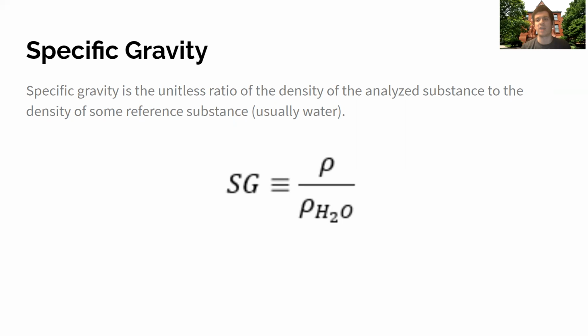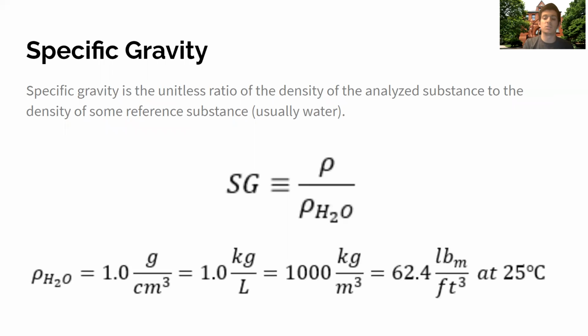So what values do we have for the density of water? Well, for this reference substance, we're assuming it's water at standard temperature and pressure. So at standard temperature, which is going to be 25 degrees Celsius, we're going to have the following different values, different units for the density of water. We have 1.0 grams per centimeter cubed, 1.0 kilogram per liter, 1,000 kilograms per meter cube, and 62.4 pound mass per foot cube. Now, how do we know which one of these we want to use at any given time?